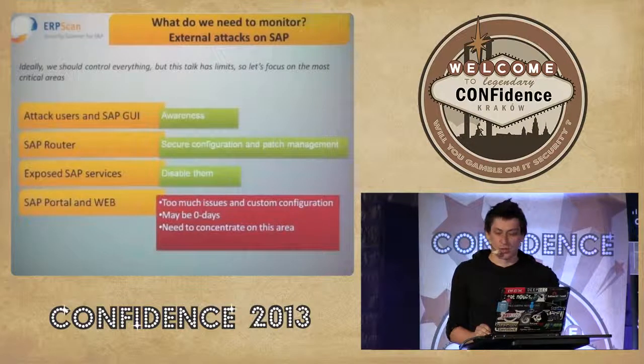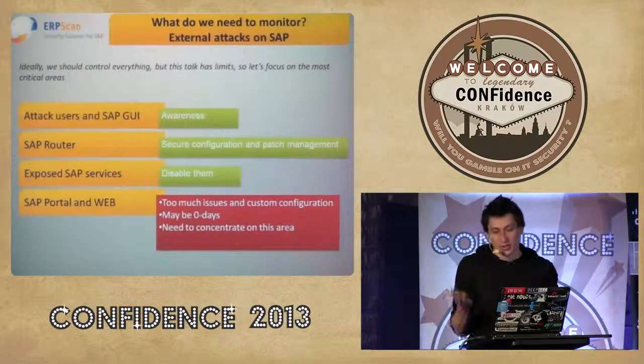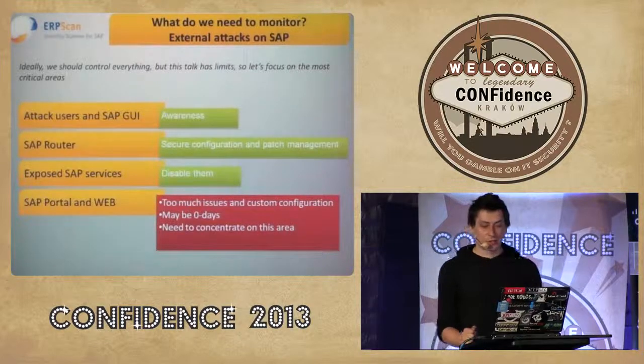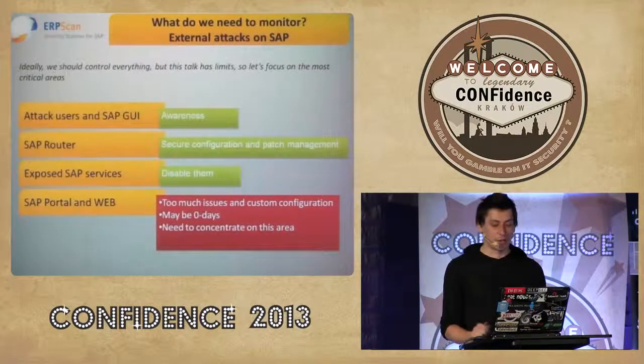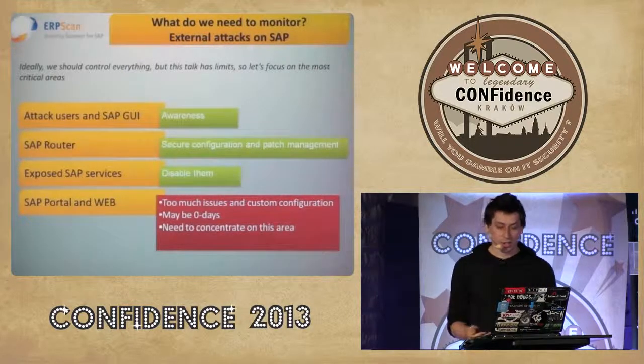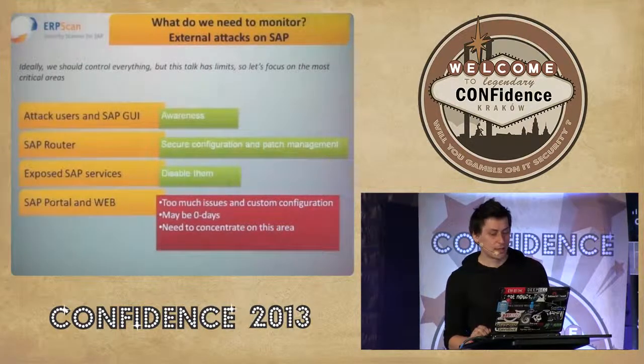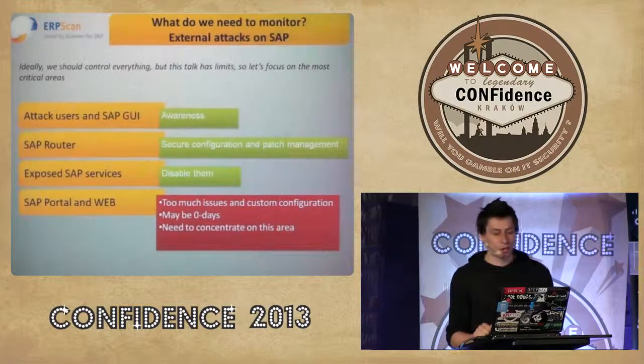Exposed SAP services are a bigger problem in SAP because ERP is a universal system and consists of many services. Many of them have a lot of bugs. So the solution is simple: if you don't use some services, just disable them. And finally, SAP Portal, SAP Enterprise Portal, and web servlets of the J2EE engine. About these things I will talk.